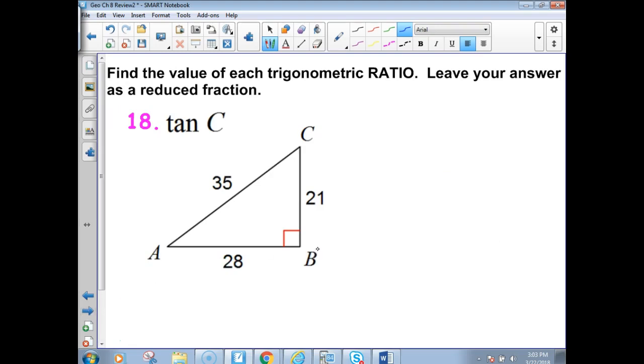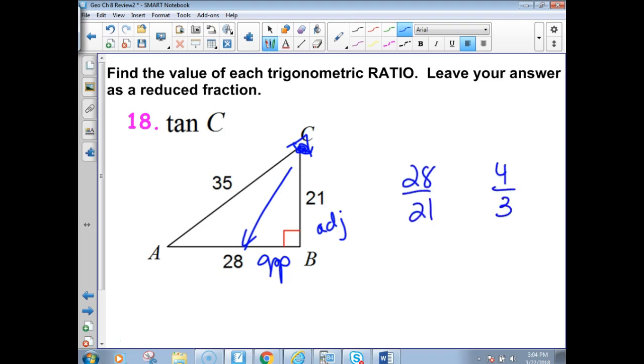18 is also just a ratio. You're coming from angle C. You want to do the tangent, so you're talking about the opposite and the adjacent. And that would be 28 over 21. Both of those are divisible by 7, so we reduce to 4/3.